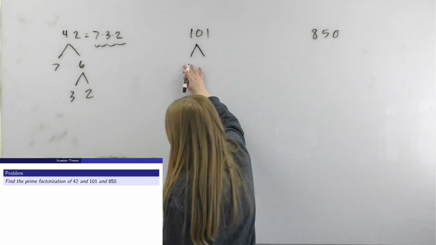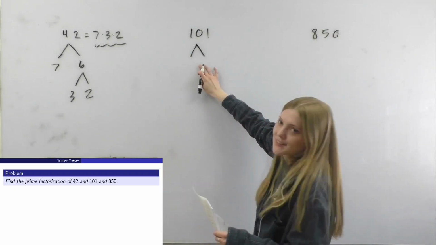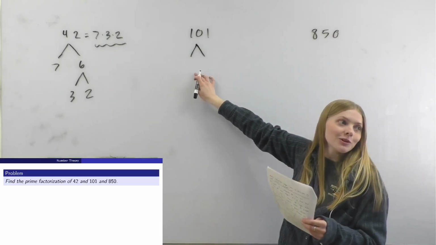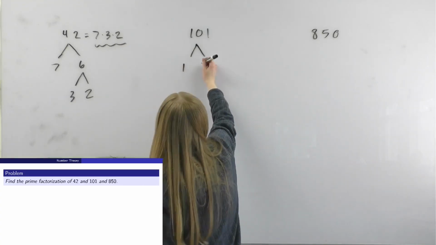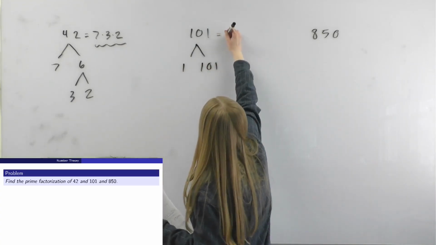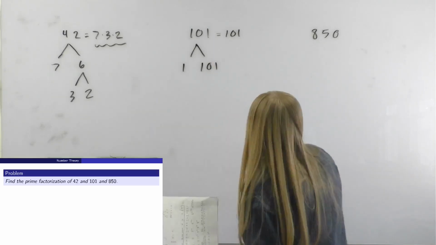Okay, so 101. Does anyone know a fun fact about 101? It's prime, yeah. So basically it's just 1 and 101. So it is its own prime factorization.